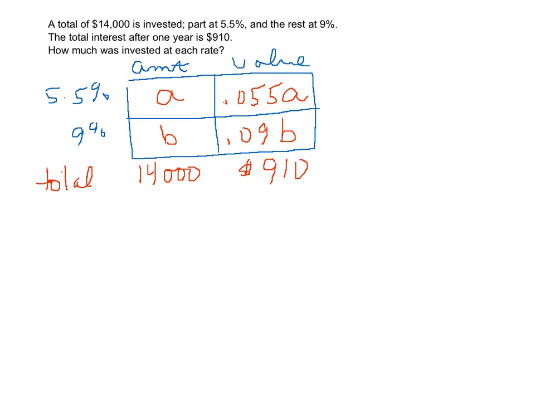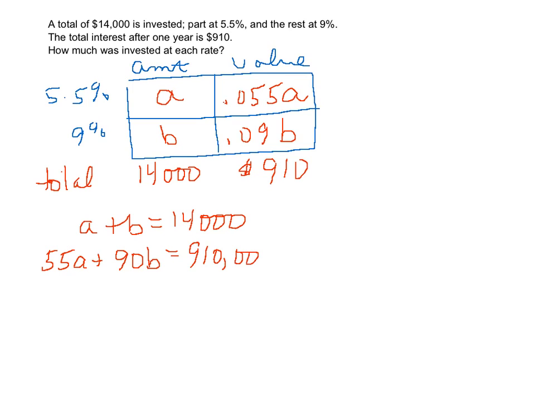And so there you see your two equations, they pop up. So the first equation is A plus B is equal to 14,000. And the other one is, if I multiply everything by 1,000, I'm going to get 55A plus 90B is equal to 910,000. And there's my system of equations. Big numbers, but the technique should be obvious. And the technique here lends itself to substitution one more time.